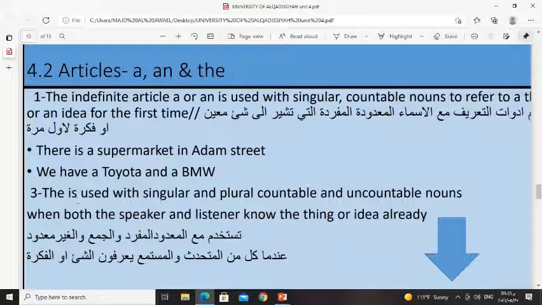The is used with singular and plural countable and uncountable nouns. إذا أداة التعريف الوحيدة اللي تستخدم مع الأشياء الغير معدودة هي فقط the. When both the speaker and listener know the thing or idea already. يعني المتحدث والمستمع يعرفون عن الفكرة اللي يتحدث عنها المتكلم.